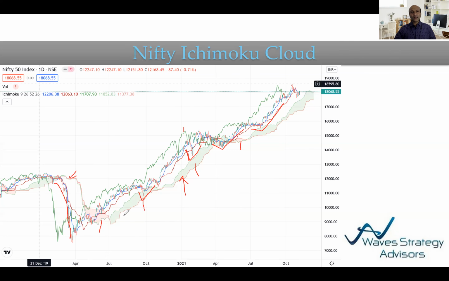So this is a very simple way of trend following. As long as prices stay above the cloud, use dips as a buying opportunity. When it turns back on the downside, that will indicate that the trend is reversing. So 17,200, if that breaks, then we know something is changing in the market, and that is also in sync with our time cycle analysis, if you have seen that earlier video of mine.